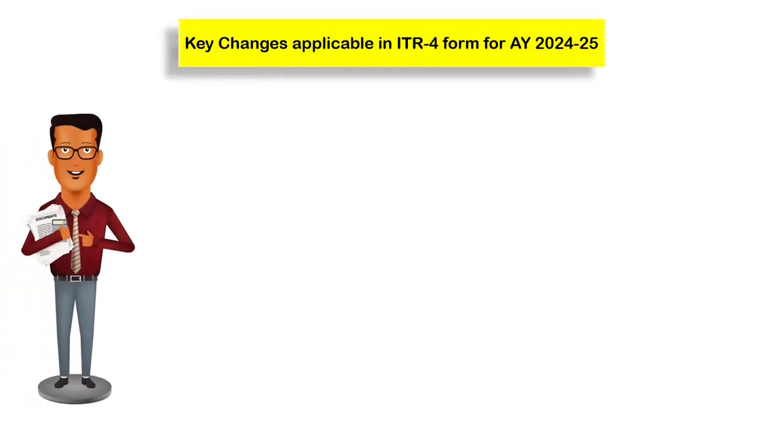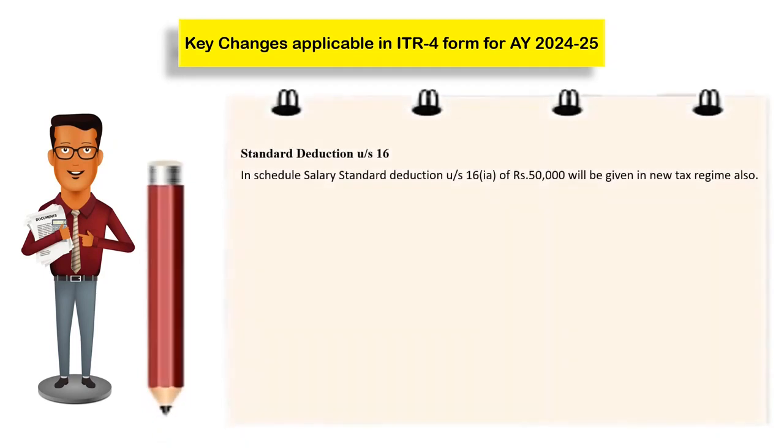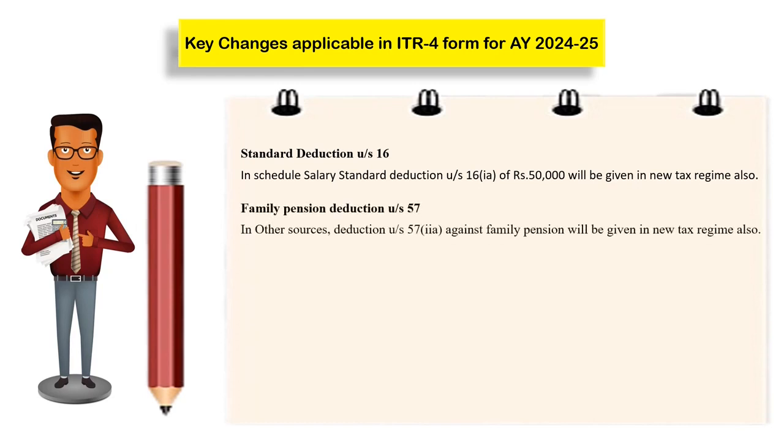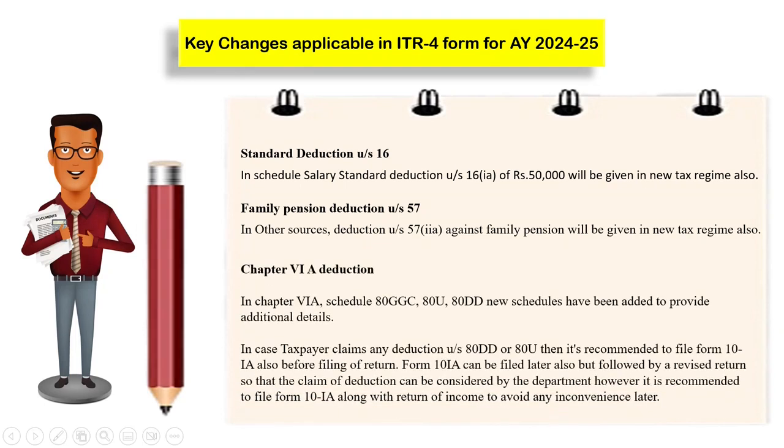Another amendment which has been incorporated in ITR-4 for assessment year 24-25 is the standard deduction under Section 16. In Schedule Salary, standard deduction under Section 16(1)(a) of Rs 50,000 has been added in the new tax regime also. Similarly, in income from other sources, deduction under Section 57(2)(a) against family pension is also available in the new tax regime. In Chapter VI-A, Schedule VI-A, 80U and Schedule 80DD have been added to provide additional details.